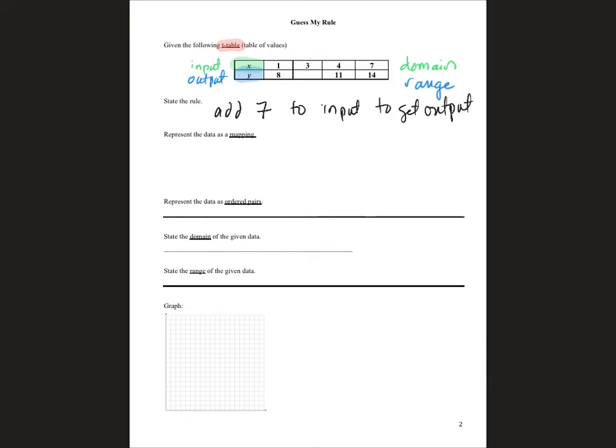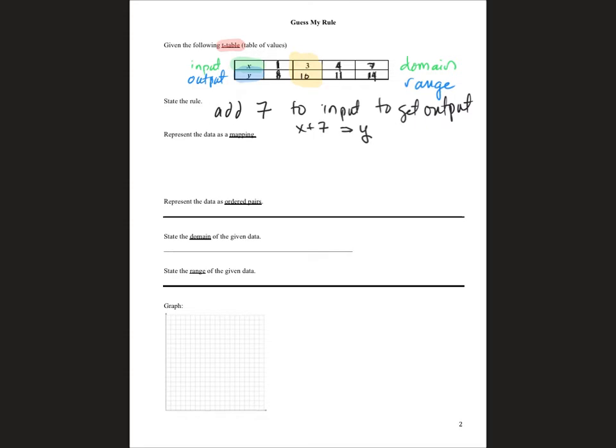Now, what am I doing? I am adding 7 to my input values to get my Y values, right? So when X is 1, I add 7 to it, I get 8. X is 4, I add 7 to it, I get 11. X is 7, I'm going to add 7 to it, I get 14. So what would the corresponding output value be for my input of 3? Well, I'm going to add 7 to it, and I'm going to get 10.